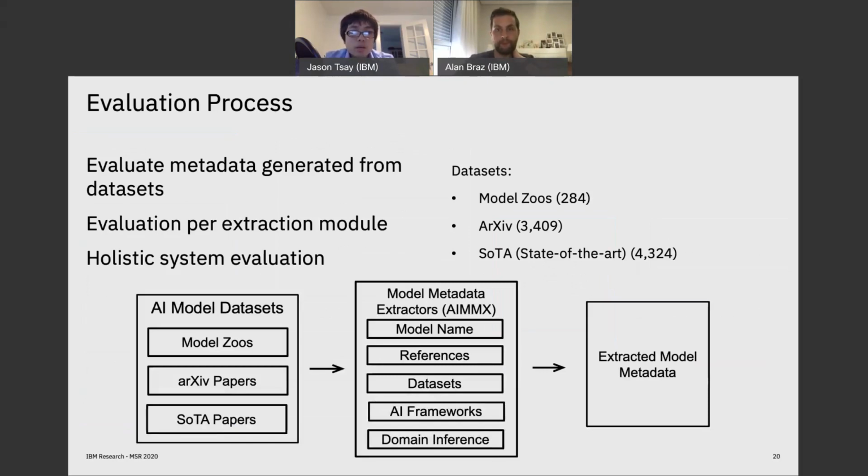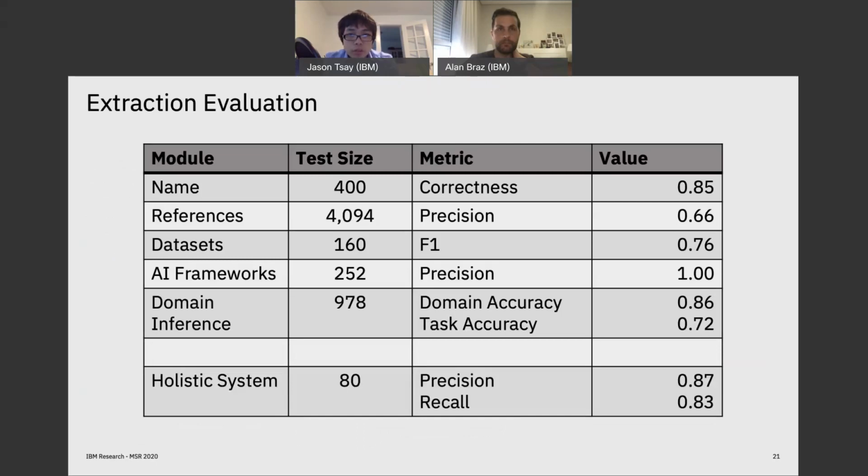Then we do an evaluation per extraction module, and we also look over the system as a whole and do a holistic system evaluation. Specifically, we did 6 different evaluations with different methodologies, and the details of that are in the paper. The reason we did that is because the ground truth of what we're looking for per module is actually different. As an example, for the holistic system evaluation, you see here that the test size is 80. The reason for that is because we had to do that manually.